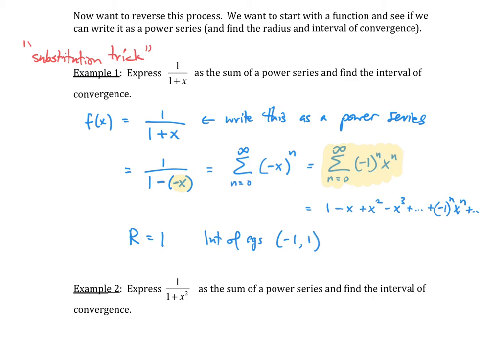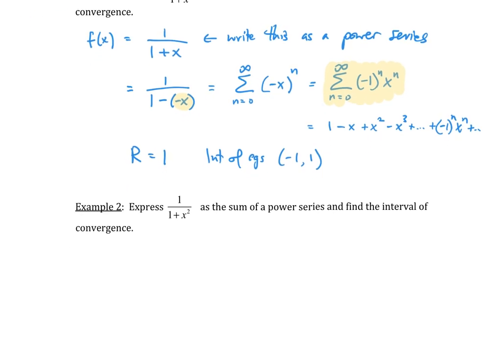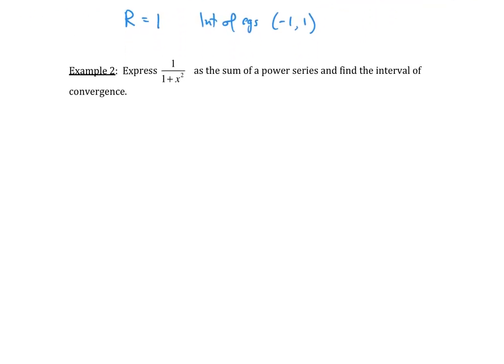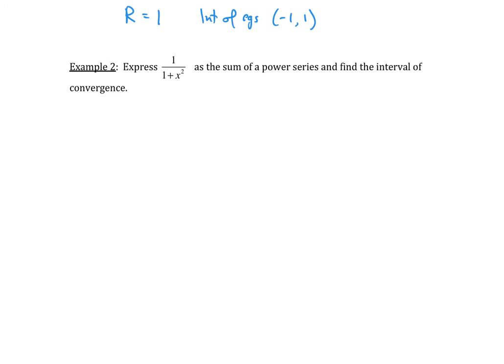Let's take a look at another example. Let's take a look at example 2 over here. Okay. So when I look at example 2, f of x is 1 over 1 plus x squared. And we want to basically find a power series representation for this.